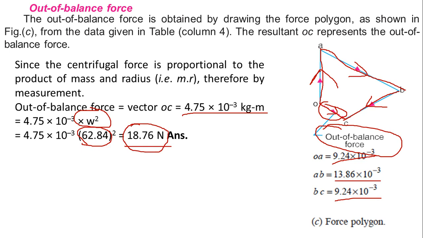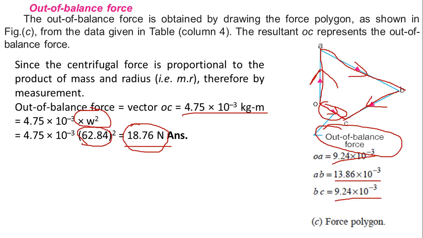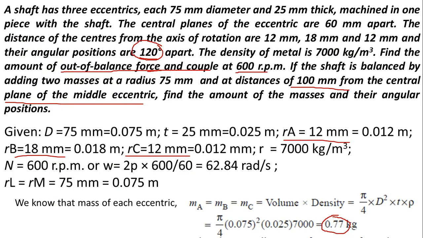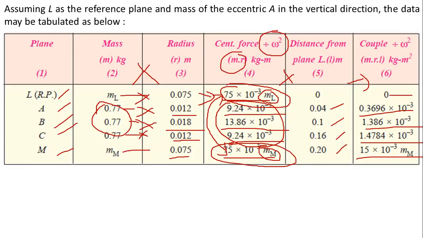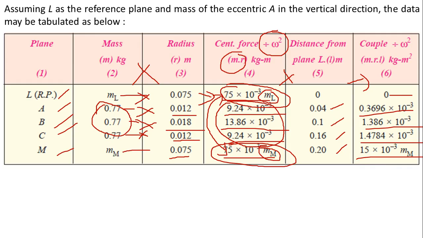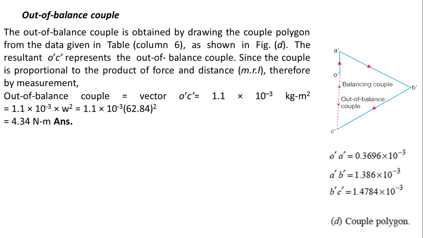Next we'll go further. In the same way, he has told us to get the out of balance couple also, both out of balance force and couple. So let us see about the couple. If you take the couple, one will be 0, so whatever is left out, the calculation becomes very easy. Let us go for the out of balance couple.